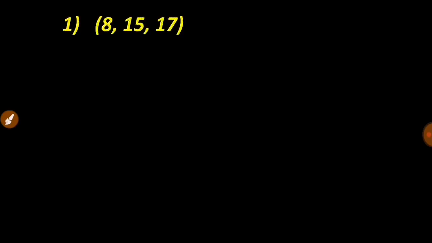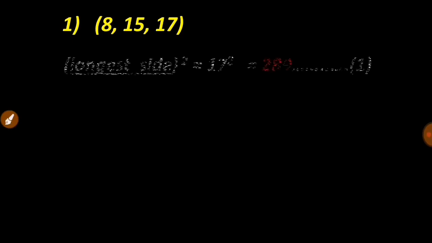Suppose we are given with these three sides and now we have to identify whether they are Pythagorean triplet or not. So how to do it? Let's solve this one now today. This procedure includes two steps. Very first, among these three sides, we have to choose the longest side and then find the square of it.